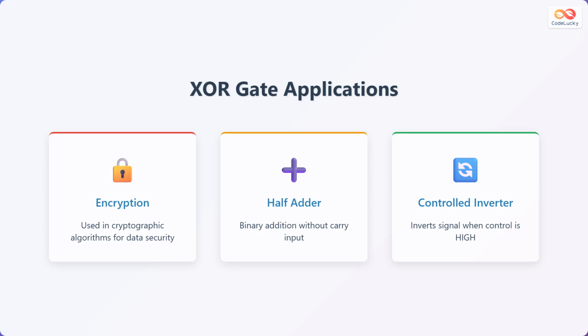Let's explore some applications of the XOR gate. First, in encryption, XOR gates are used in cryptographic algorithms for data security. Second, as a half adder, an XOR gate can perform binary addition without considering the carry input. Third, it can act as a controlled inverter, where the signal is inverted only when the control input is high.